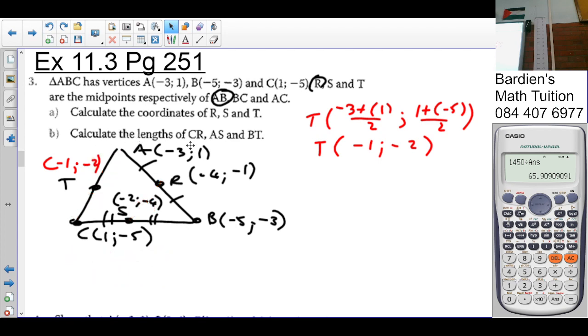Then it says calculate the length of CR. So, how do we calculate length? Distance formula. Not so?